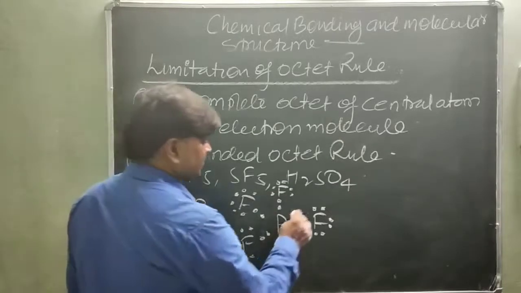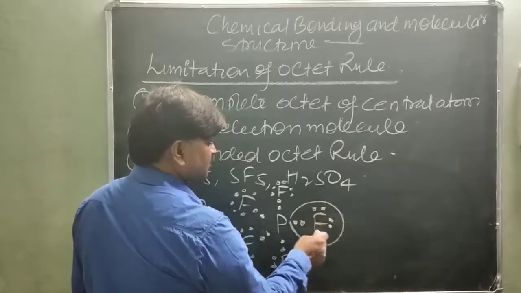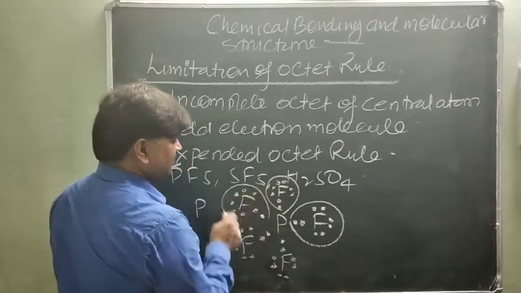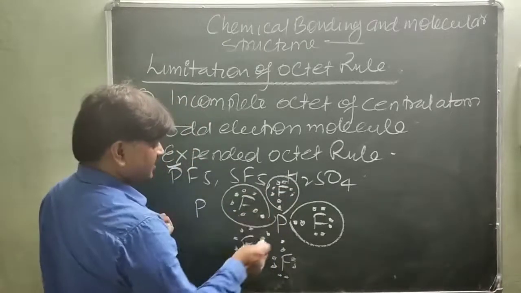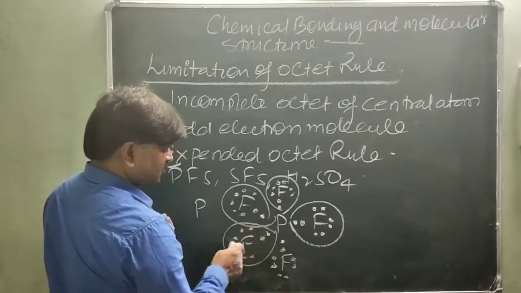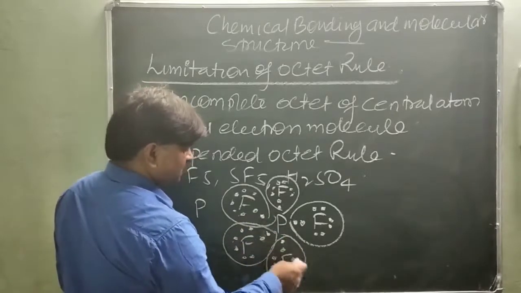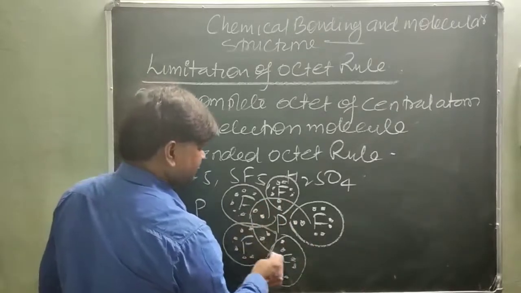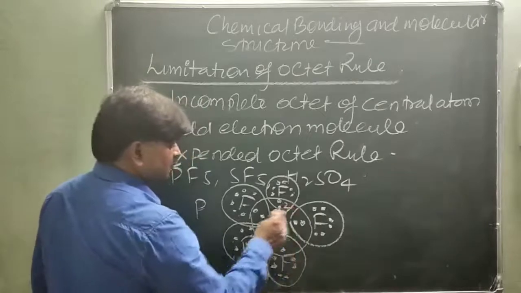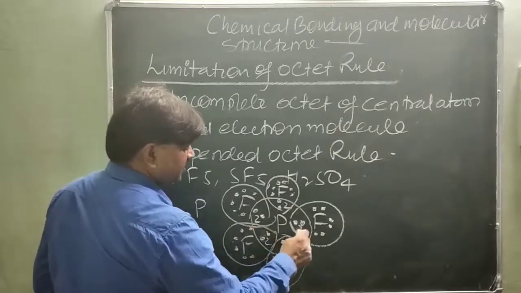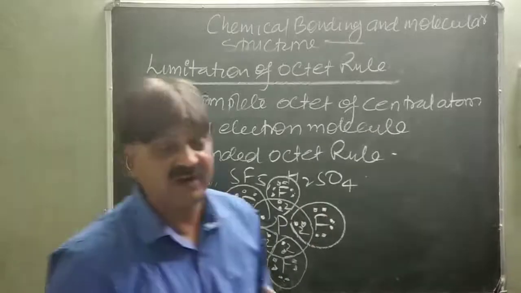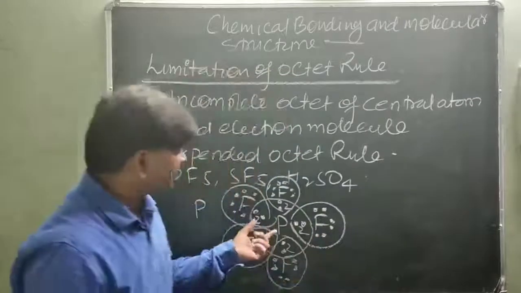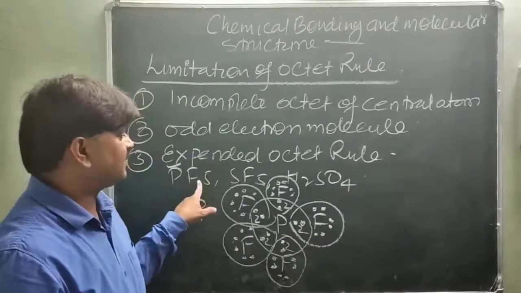So you will see that in the case of each fluorine, the count is 2, 4, 6, 8. But in the case of phosphorus, the total number of electrons is 2, 4, 6, 8, 10. What would be the number of electrons in the valence shell? It is 10 electrons. So phosphorus has 10 electrons in PF5.